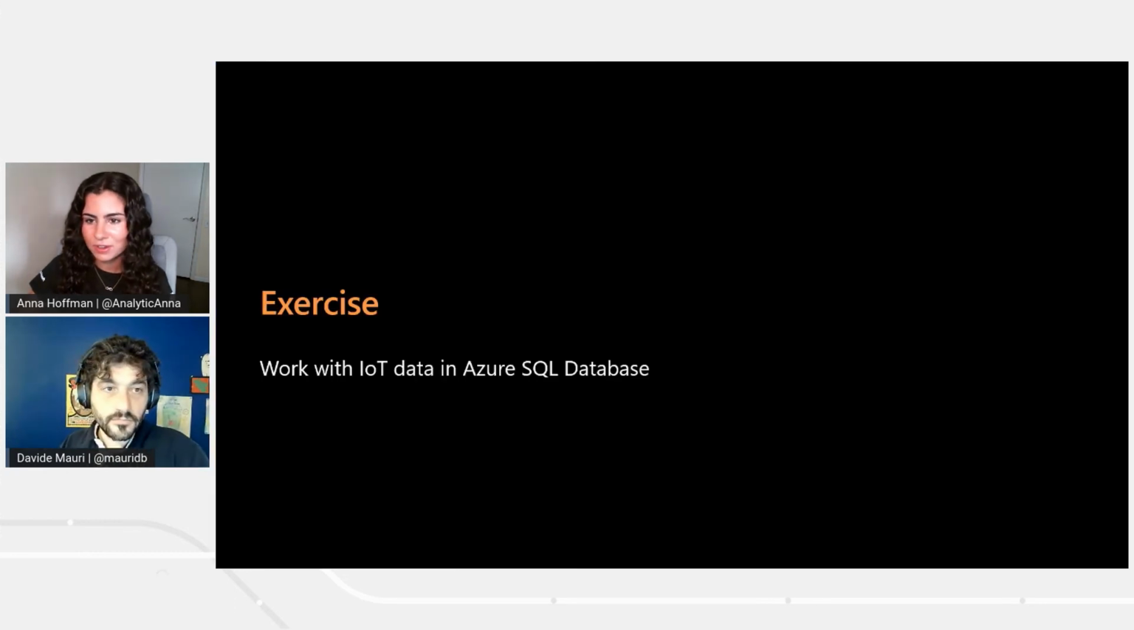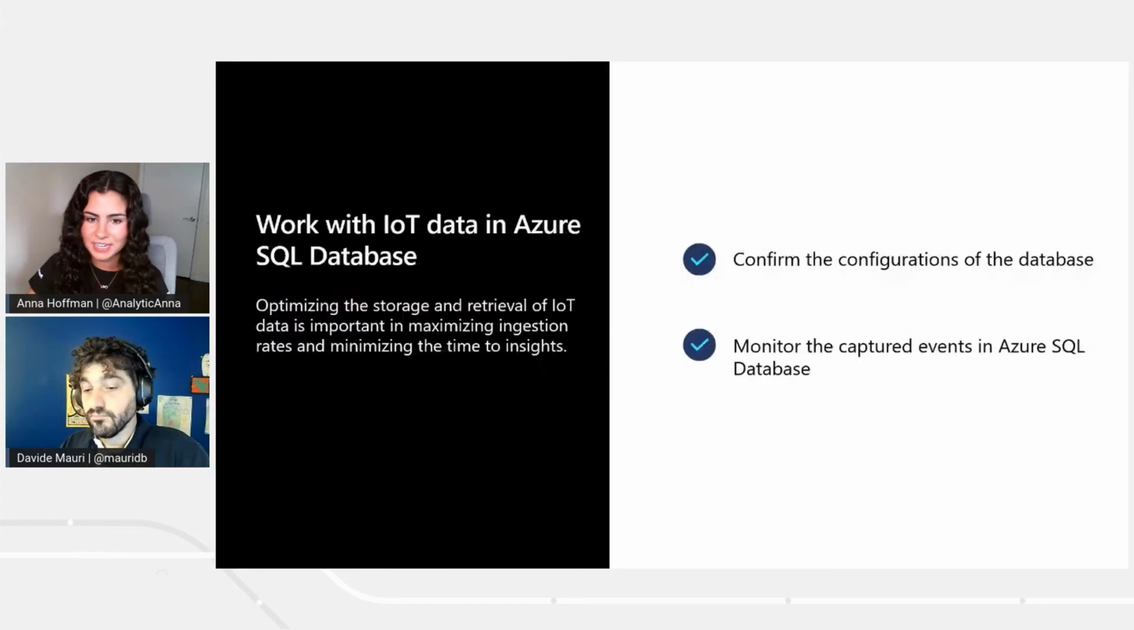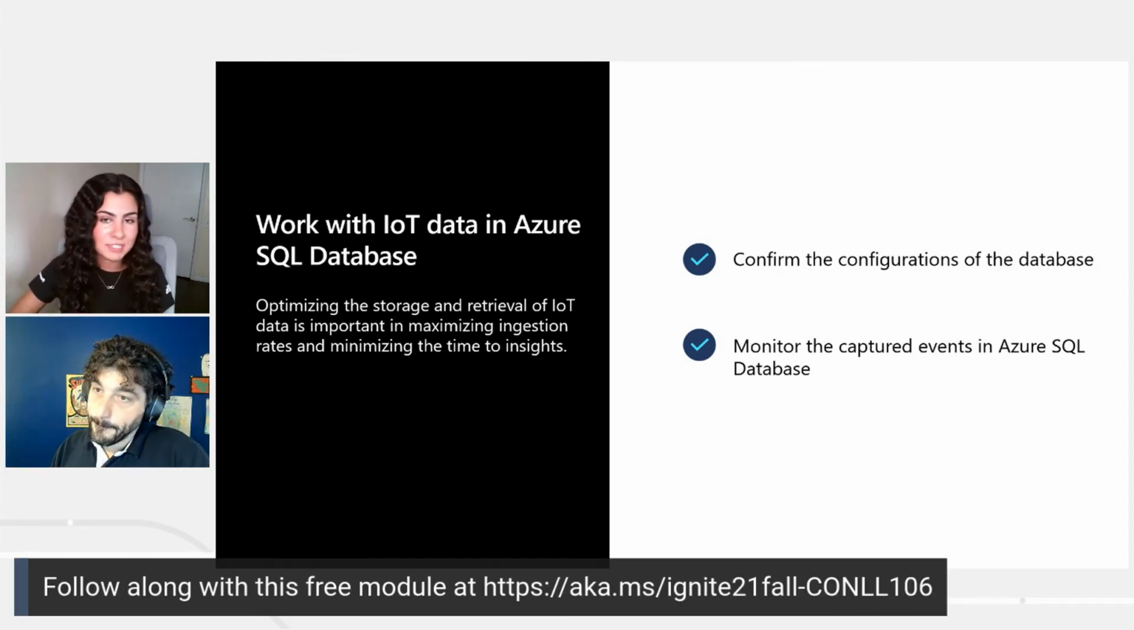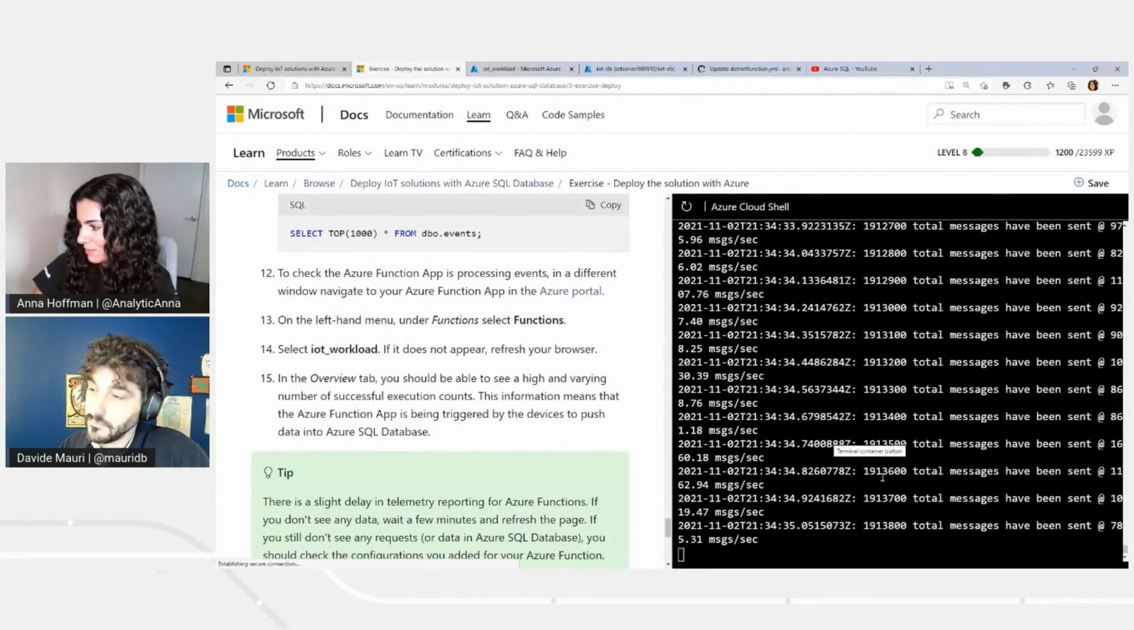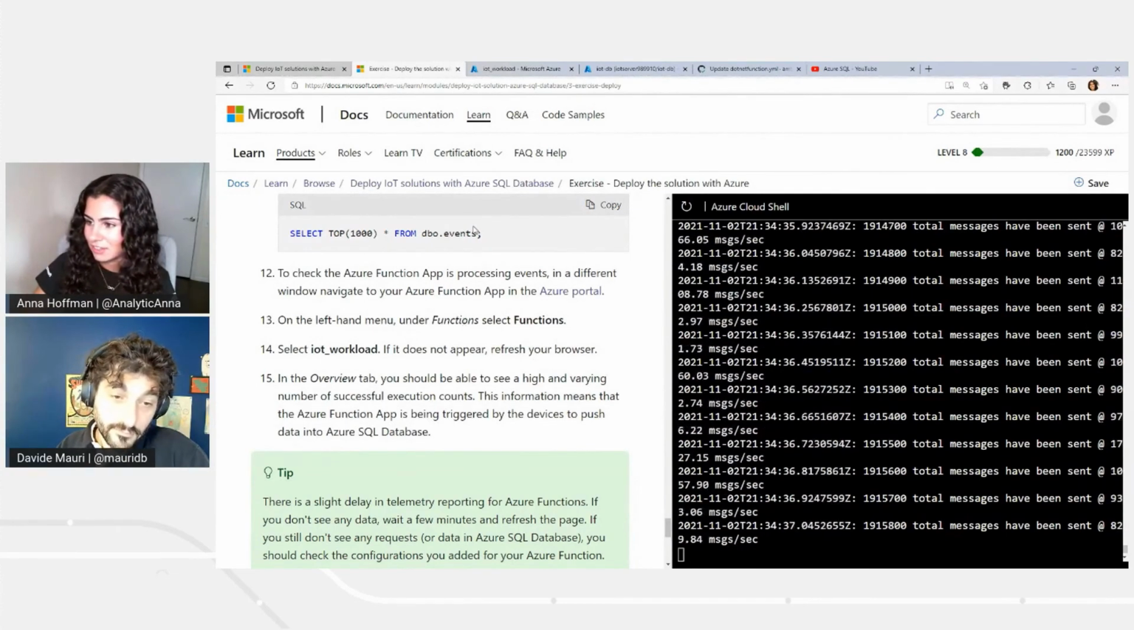Awesome. Cool. Okay, so let's take a look at the next exercise. In this exercise, you'll get the opportunity to look at the configurations of the database and take a deeper look at some of the options that Davide has talked about, like column store and compression. And then you can monitor the captured events in Azure SQL Database, either using queries or using Power BI. So what I wanted to do is just hop back over here. And you can see we still have a lot of messages that have been coming in, so that'll be interesting to take a look at.